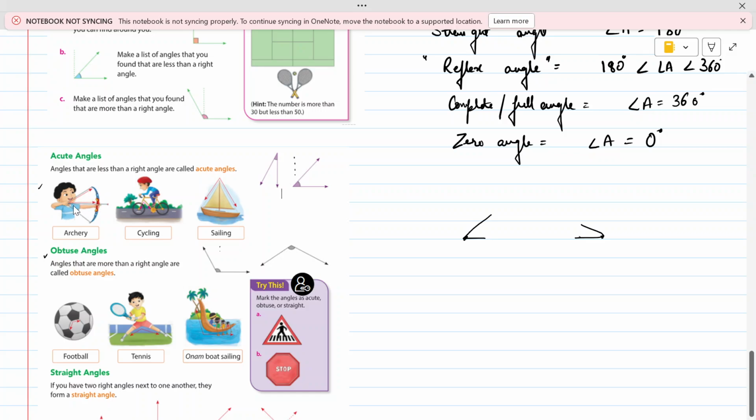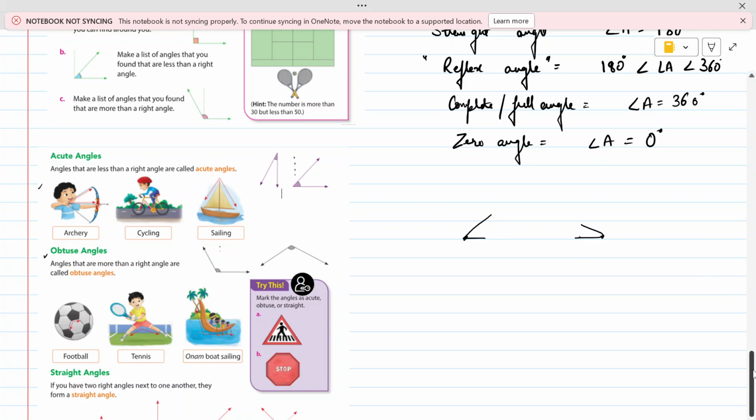Archery, where these two rays are at an acute angle with each other. Similarly, this person is riding a bicycle, and here these two rays are at an acute angle. They're forming an acute angle. And this ship here, this boat, sorry, this one is also making an acute angle.